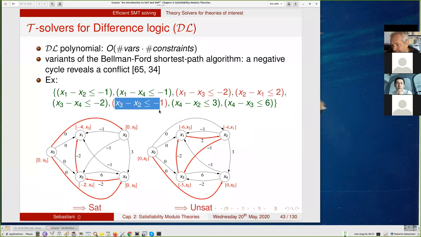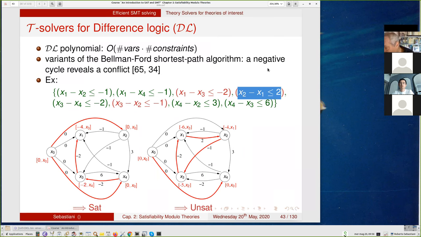Okay. Apply triangular inequalities, okay? x2 minus x1 is greater equal than 2, plus x1 minus x3 is greater equal than minus 2. This means that x2 minus x3 is smaller equal than 0. Are we all there? Okay. Yes. But this is in contradiction with this one, because this one can be seen as x2 minus x3 greater equal than 1.